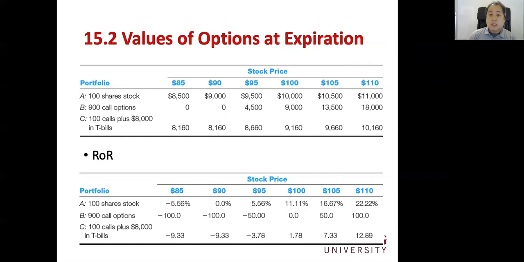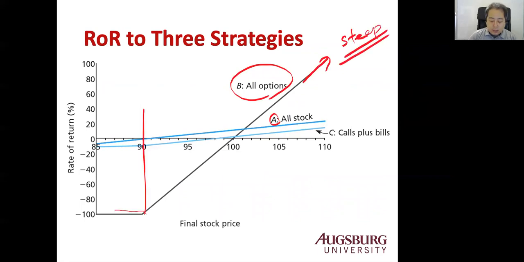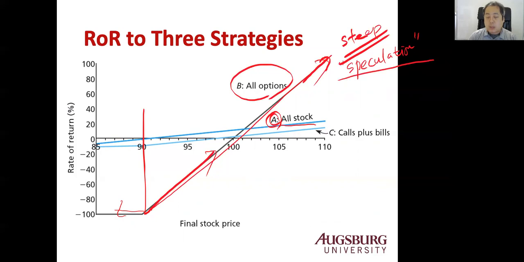That's my suggestion. Now, graphically, for A, it's pretty straightforward. But for option B, the slope is very steep. It means that below $9, you lose everything. Above $9, you start to make a lot of money. This strategy is called speculation. So an option may be used in a speculative way. It means that you can increase the risk while using the same asset.